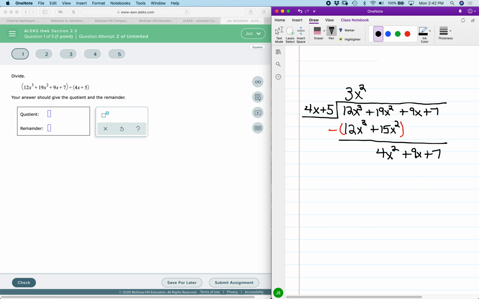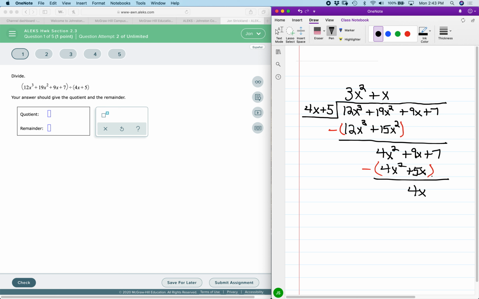All right, so I started out taking 4x into 12x cubed. Now if I take 4x into 4x squared, that's going to bring us to x. We have x over 4x plus 5. This will be 4x squared plus 5x. And looking at distributing the subtraction, the 4x squared will go out, and 9x minus 5x leaves us with 4x.